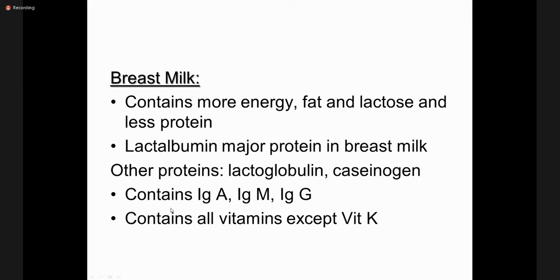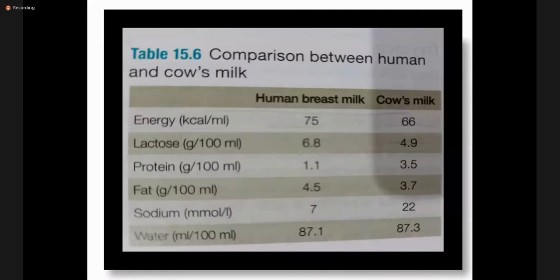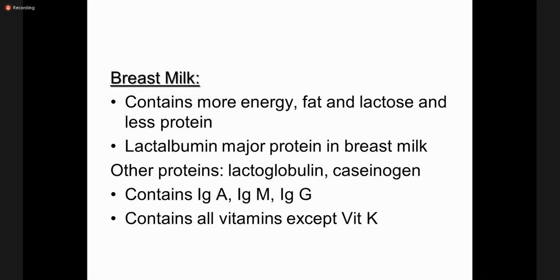Breast milk also contains immunoglobulins including IgA, IgM and IgG. Breast milk also contains all vitamins except vitamin K. This is important and may come in MCQs: which vitamin is not present or deficient in breast milk? It is vitamin K. So we give vitamin K intramuscularly to the baby at the time of delivery to prevent hemorrhagic disease.